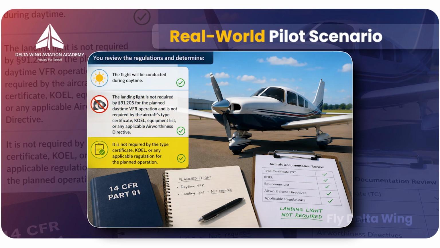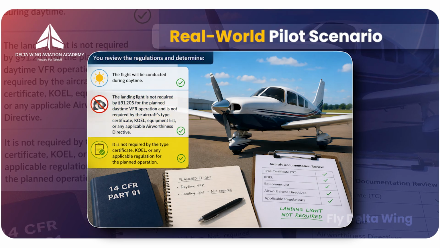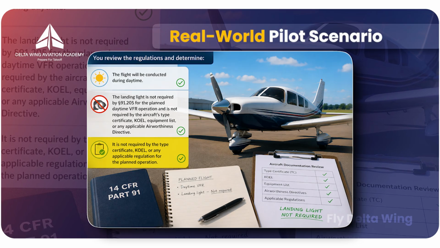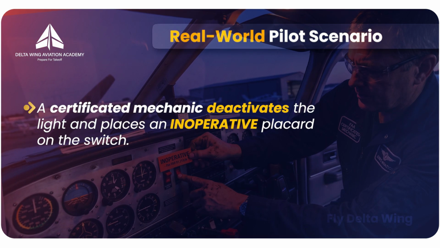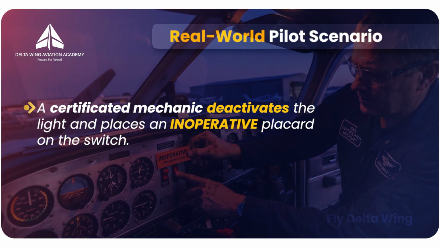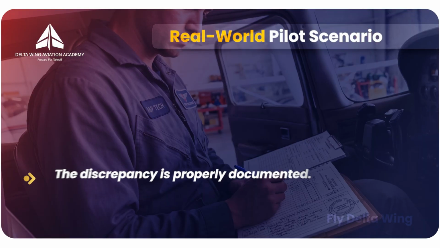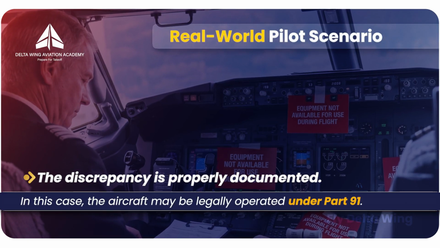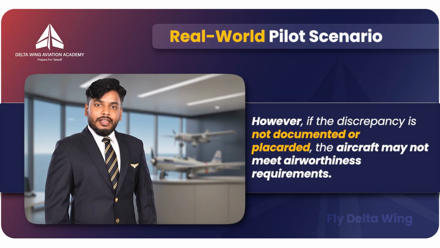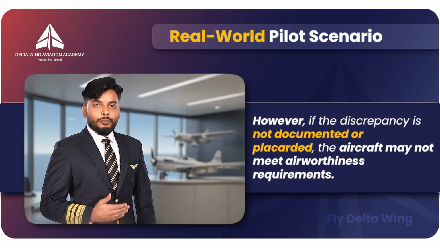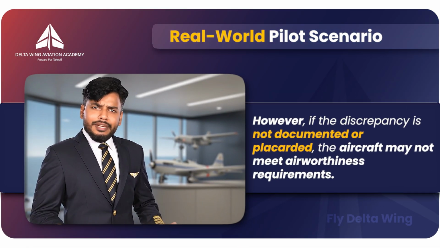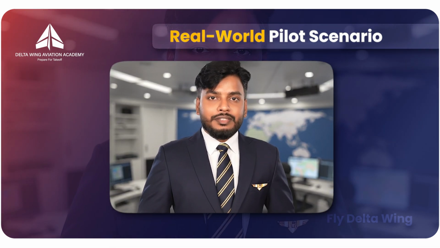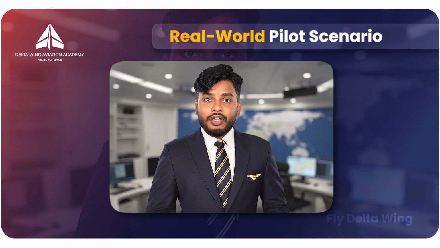It is not required by the Type Certificate, KOEL, or any applicable regulation for the planned operation. A certificated mechanic deactivates the light and places an inoperative placard on the switch. The discrepancy is properly documented. In this case, the aircraft may be legally operated under Part 91. However, if the discrepancy is not documented or placarded, the aircraft may not meet airworthiness requirements. This example highlights why discrepancy records and placards are so important.